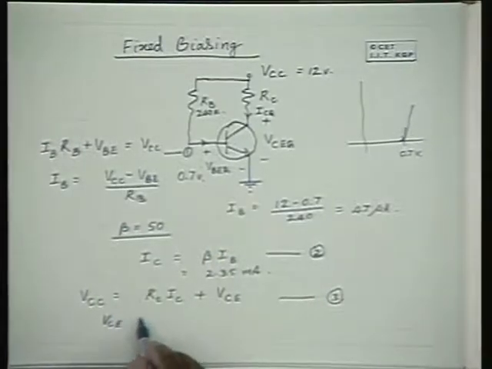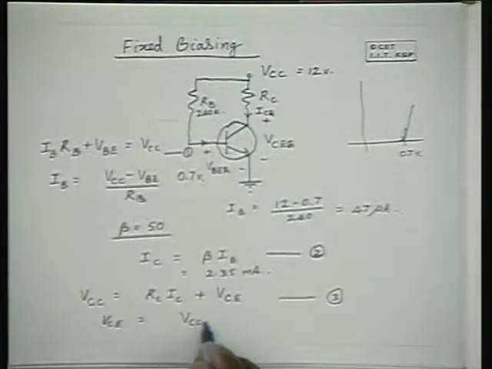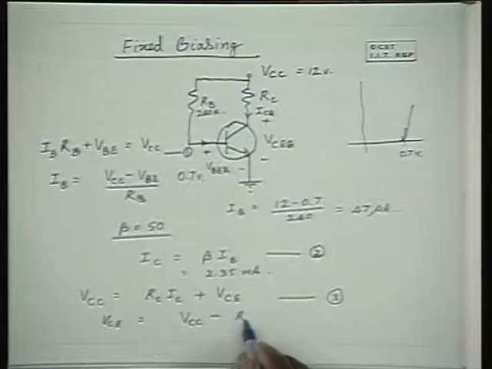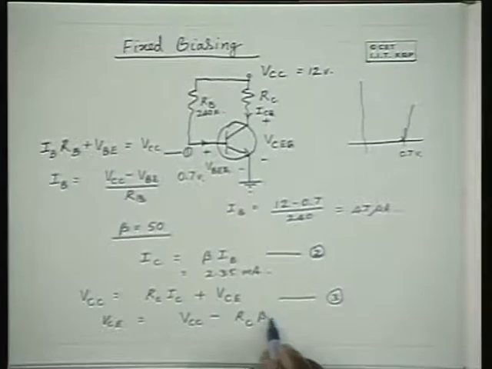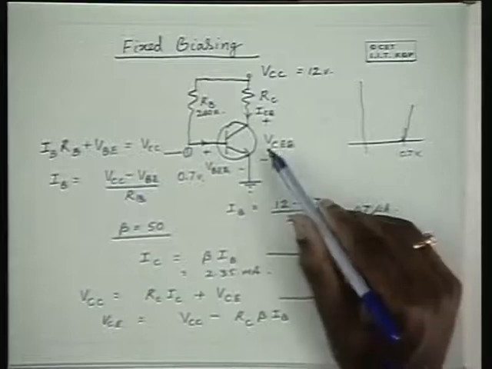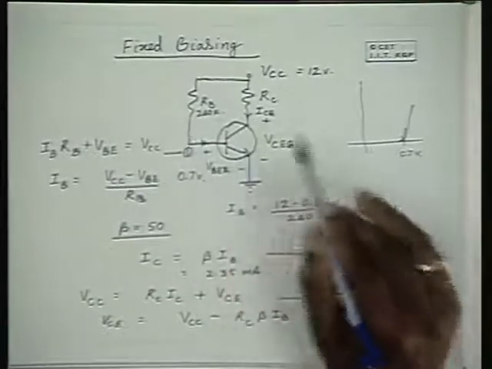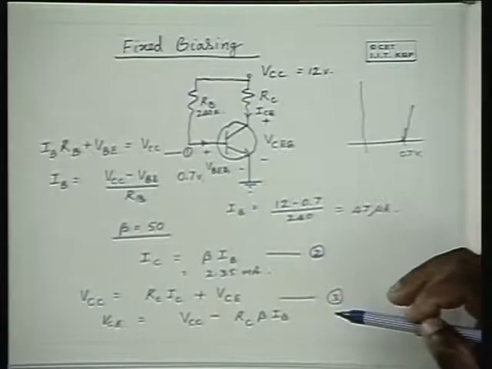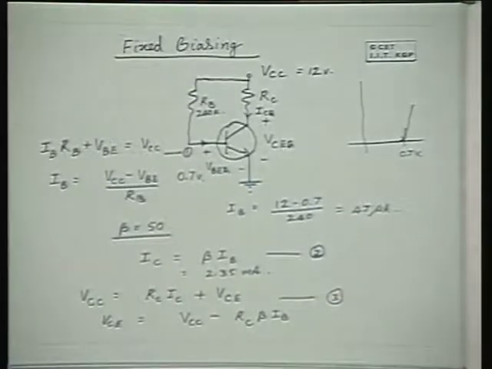Therefore VCE is VCC minus RC IC, or since IC is beta IB, RC beta IB is equal to VCE. So now this equation tells you how much is the VCE. This is how we can analyze the circuit and get the quiescent point. Given the circuit values, you can get the quiescent point. That is the analysis here.